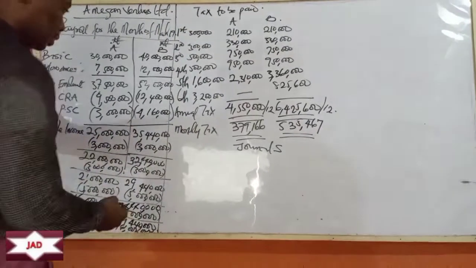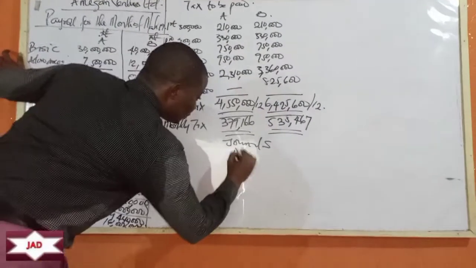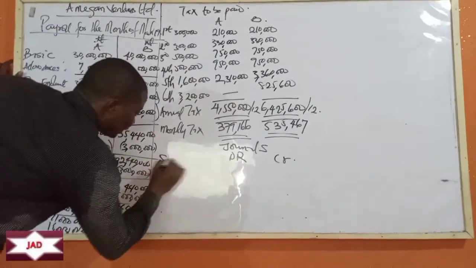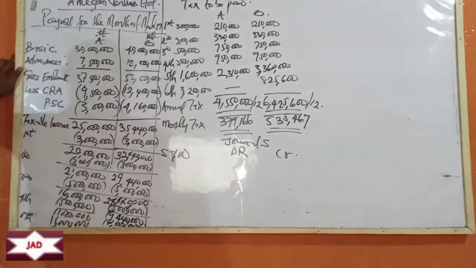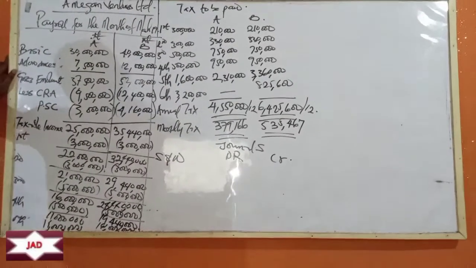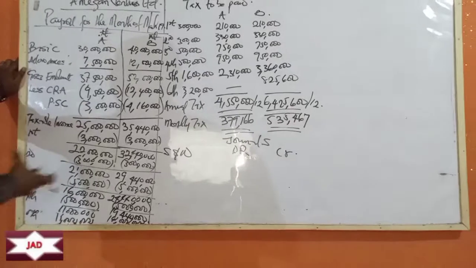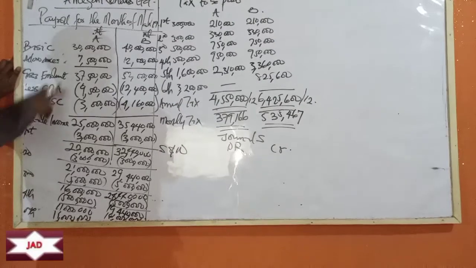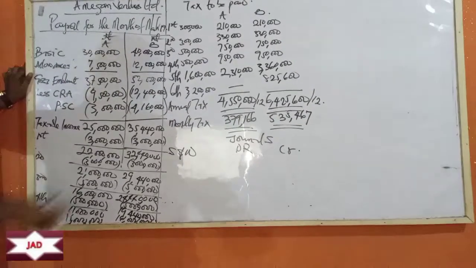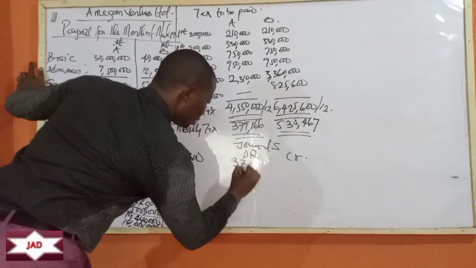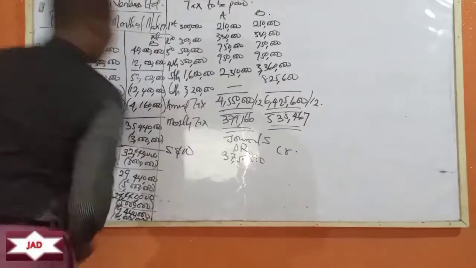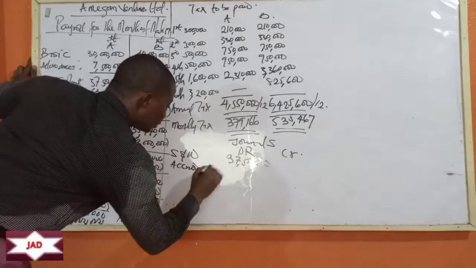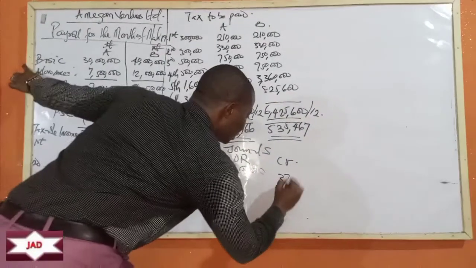So we have debit, credit. We're going to say salaries and wages. That will be the gross amount. What is the gross amount here? 37,500,000. Right? So we'll say accrued salaries and wages.